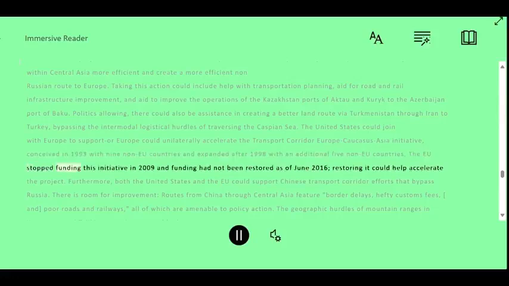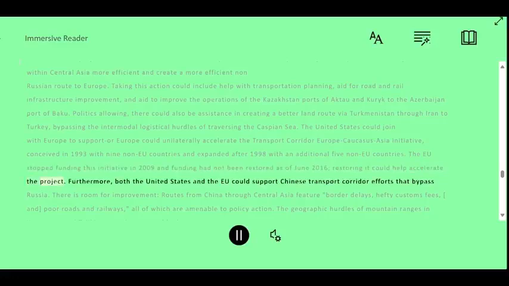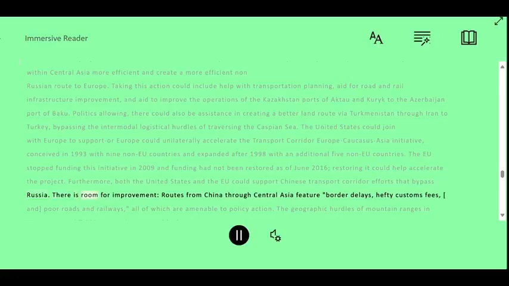The EU stopped funding this initiative in 2009, and funding had not been restored as of June 2016. Restoring it could help accelerate the project. Furthermore, both the United States and the EU could support Chinese transport corridor efforts that bypass Russia. There is room for improvement.